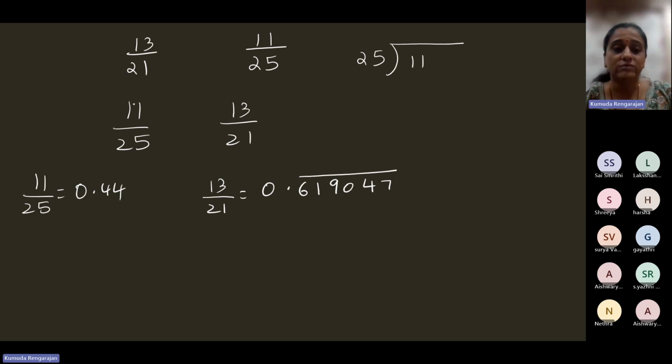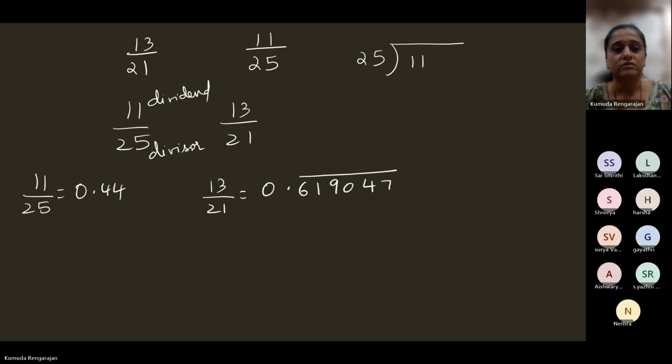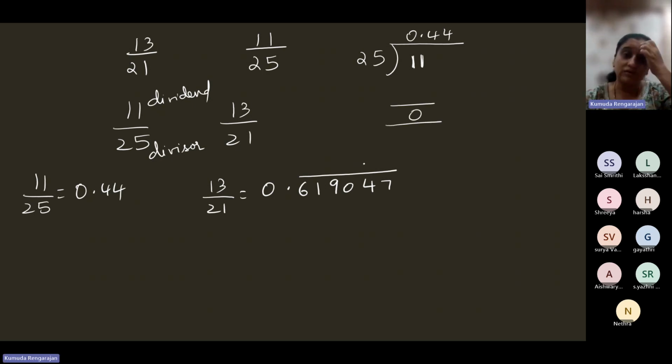remember that the numerator is the dividend. Don't take the bigger number as the dividend and the smaller number as the divisor. It's not like that. The numerator is always the dividend and the denominator is the divisor. So 11 is the dividend, 25 is the divisor. When you perform the long division, the quotient is 0.44 and the remainder will be 0.